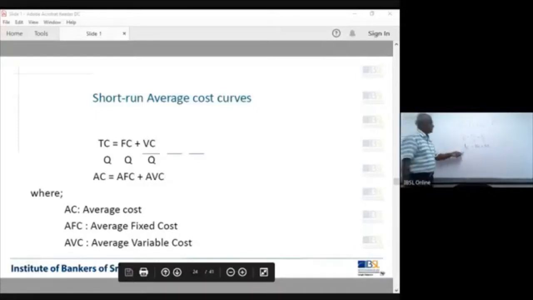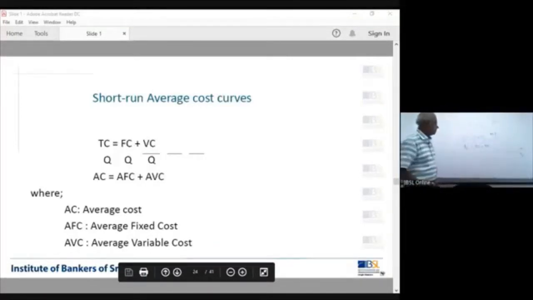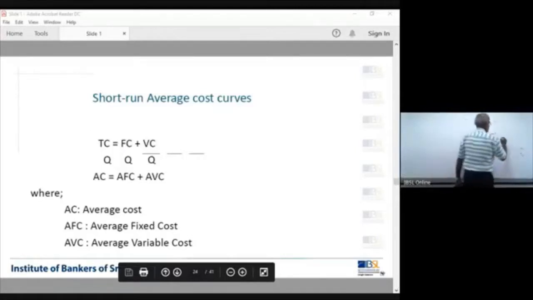This is AC. This is AFC. This is AVC. If you plot these curves, I draw output versus AFC. The AFC curve is like this. Then the AVC curve is U-shaped.